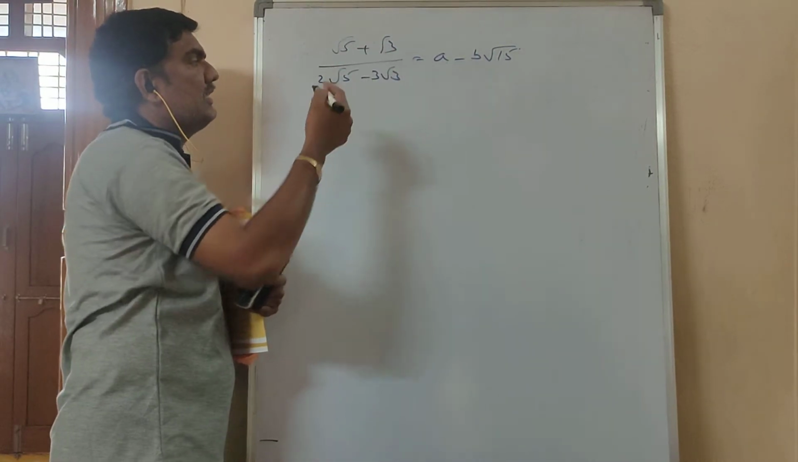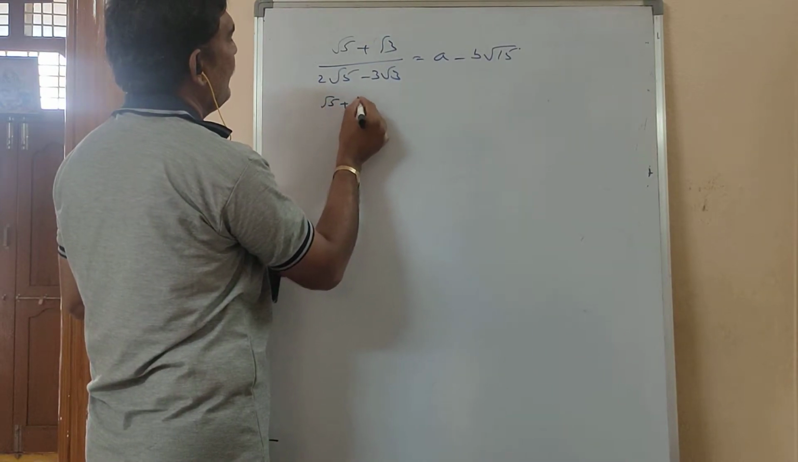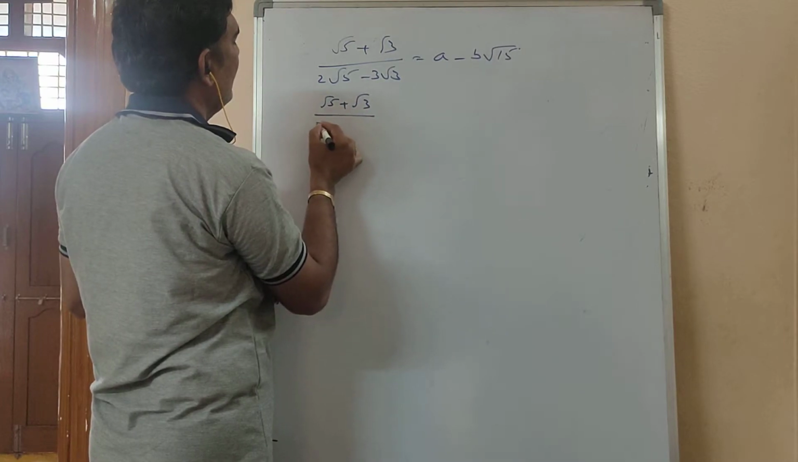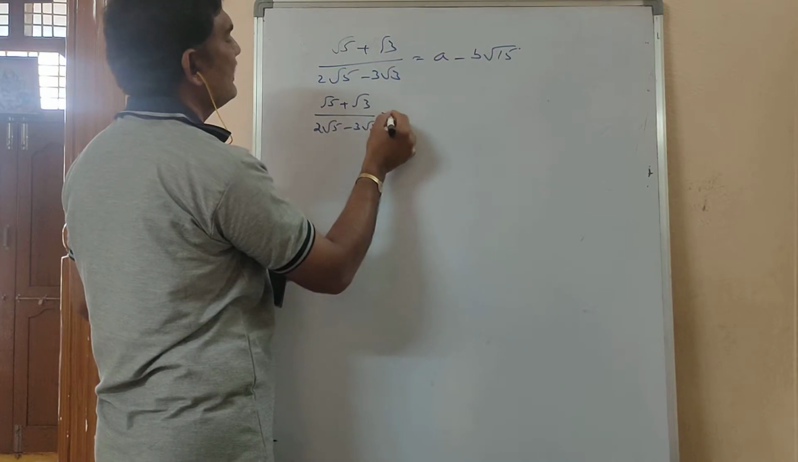Now we have to take the LHS. LHS is root 5 plus root 3 divided by 2 root 5 minus 3 root 3. It is the LHS.